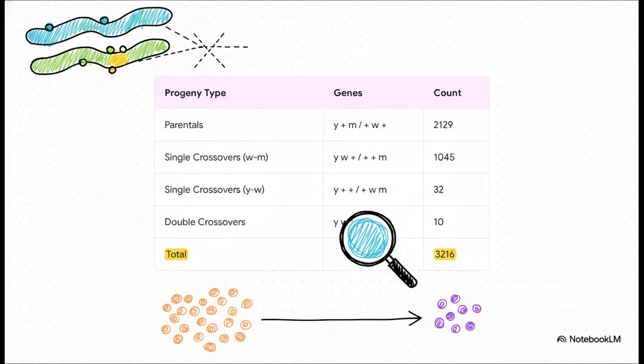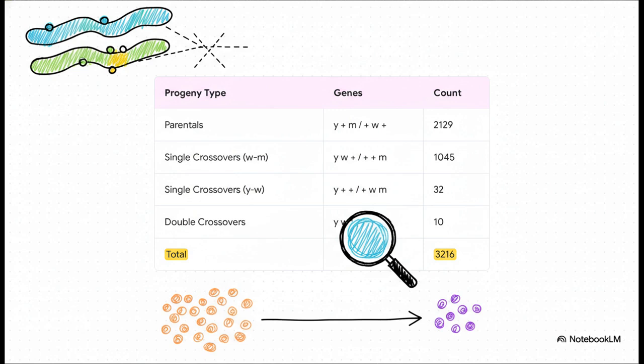The parentals, the ones with the original gene combinations, are by far the most common. No surprise there. But here is the most important clue on the whole table. The least common group, with only 10 individuals, is the double crossovers. See, a double crossover event, where the chromosome has to break and rejoin in two separate spots, is super rare. And the fact that this group is the smallest tells us something huge. The gene that got swapped around all by itself has to be the one in the middle. In this case, that's gene W.